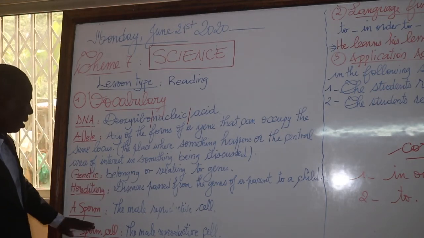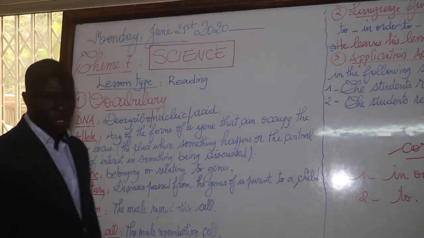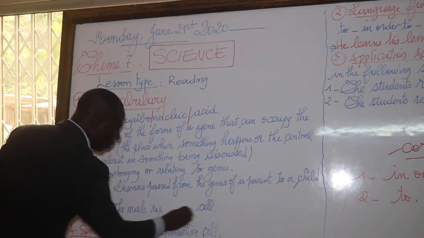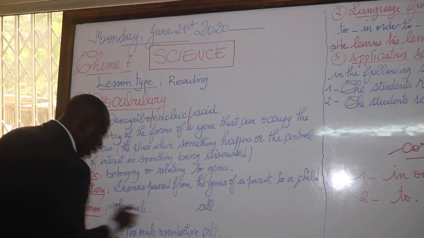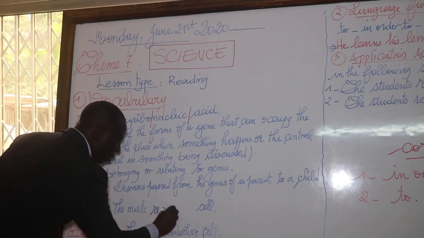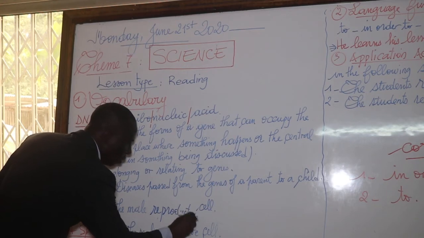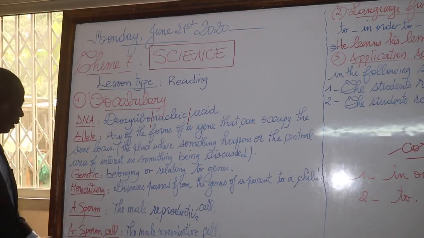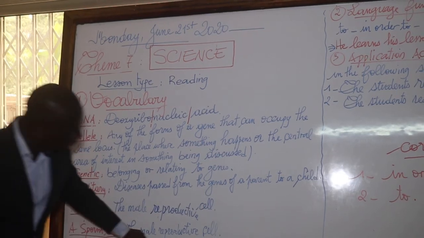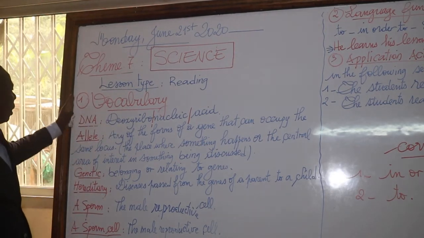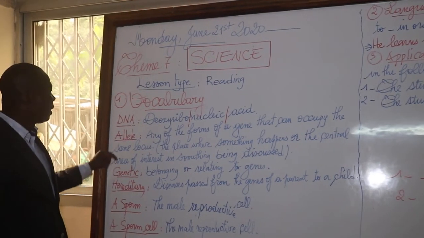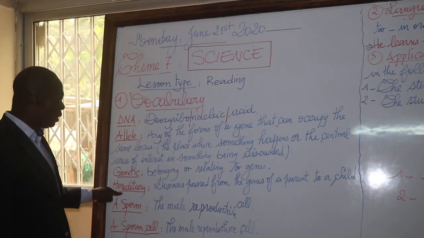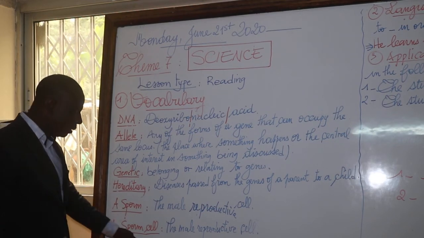Now, sperms, the male reproductive cells. Okay, sperms, the male reproductive cells. Now, sperm cells, the male reproductive cell. Now, it is just the word we have seen in vocabulary. I repeat again, DNA, allele, genetics, hereditary, sperm cells.